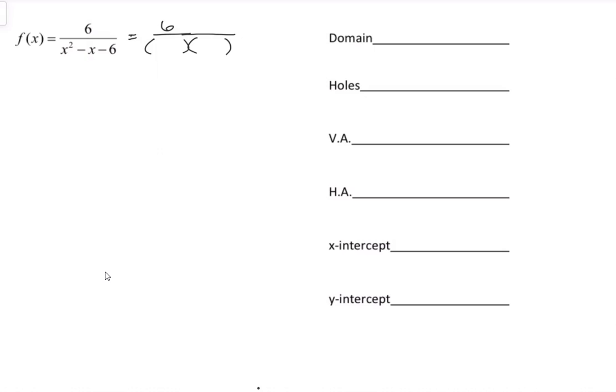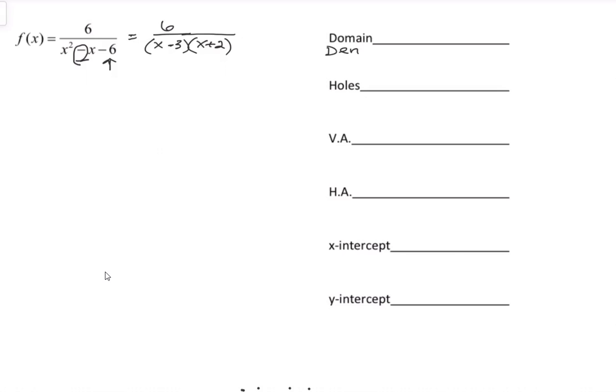The first term is x squared, so the first term in my binomials would have to be x and x. And then I need factors of 6 that will subtract to a -1 in the middle. I know that 3 and 2 will subtract to 1. And since I want a -1 in the middle, I want the 3 to be negative and the 2 to be positive.